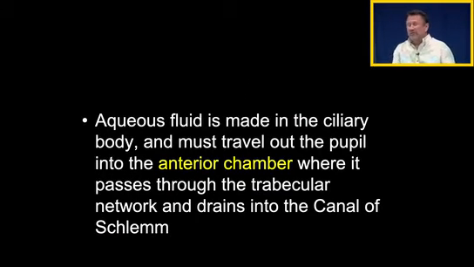All right, before we get there, the aqueous fluid is made in something called the ciliary body, and it must travel out of the pupil into the anterior chamber where it is drained. We can skip all those other words and drains. Maybe you'll hear the drains called the trabecular network. Maybe you'll hear the drains called the canal of Schlemm, or maybe you'll just hear it called Schlemm. The bottom line is the aqueous fluids are made in the ciliary body, and they travel out the pupil into the anterior chamber where that fluid is absorbed.